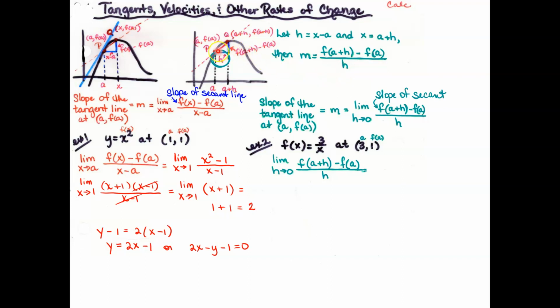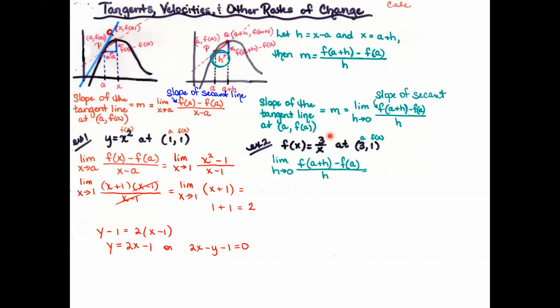Now, if I want the two points P and Q to get closer and closer, I want Q to approach P, that means the distance between them, H, needs to get smaller and smaller. It needs to approach zero. So we could say that the slope of the tangent line is the limit as H, the distance between the two points, approaches zero for the slope of the secant line. That's the slope formula that we just created. Now, moving forward, this is the formula that we're going to use most often, and so that's the one that I will be utilizing.